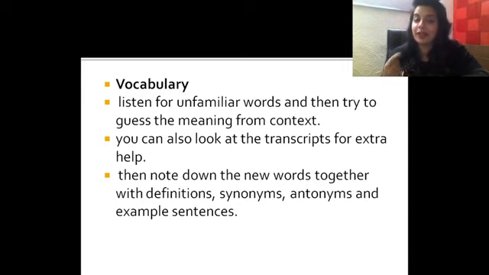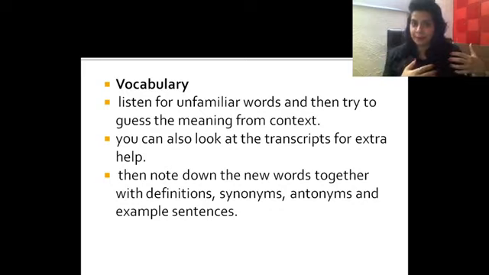So listen for unfamiliar words and then try to guess the meaning from context. You can also look at the transcripts for some extra help. Yes, they work a lot. And then again, note down the new words together with their definitions, synonyms, antonyms, and some example sentences. The point is, you are connecting everything.